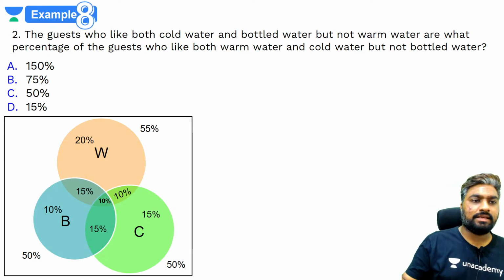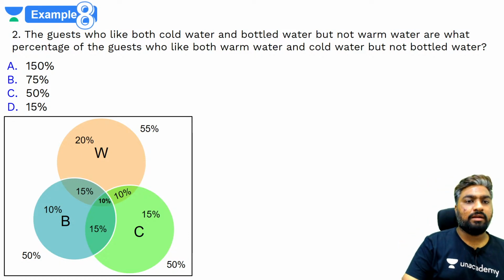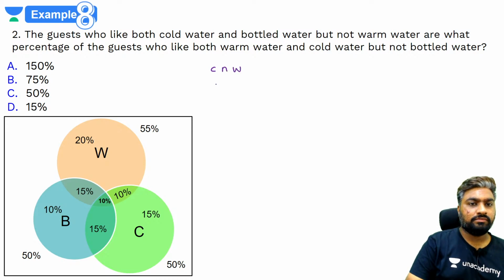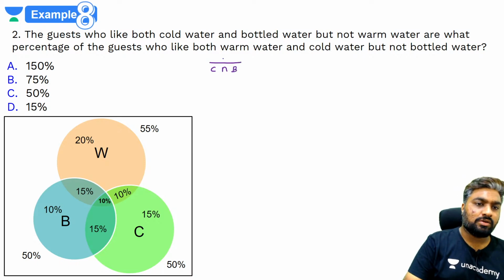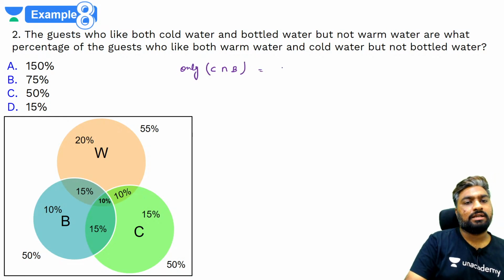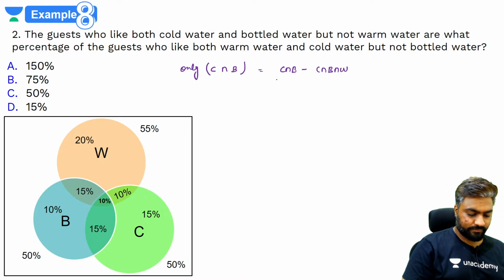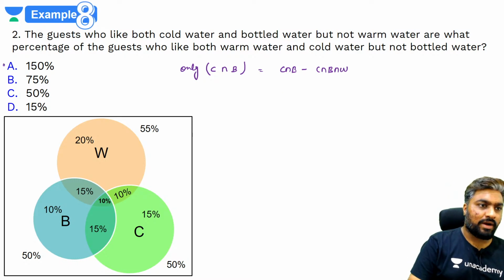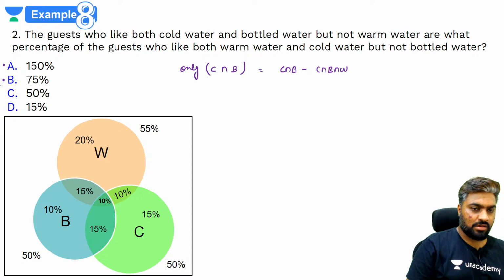So what do you mean by this? Guests who like both cold water and bottled water but not warm water. That means both cold water and bottled water, but not warm water. So only this, only C intersection B. That's nothing but C intersection B minus C intersection B intersection W. Right? Gaurav is saying 150. Atish is saying 75. Others?